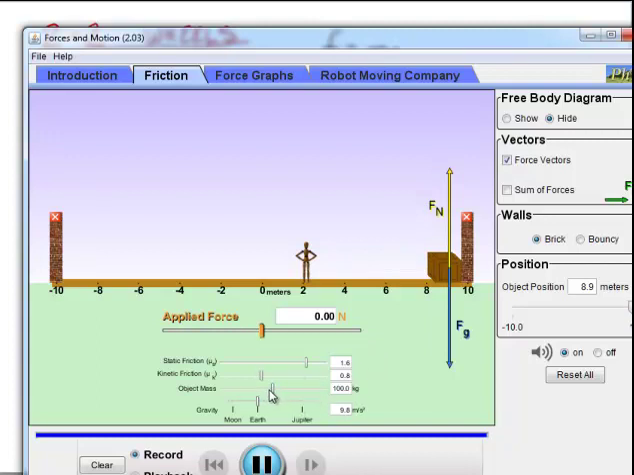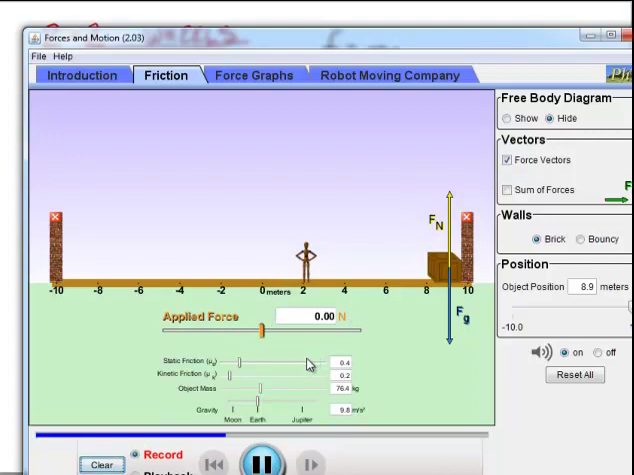Now, if I make this heavier, which in essence is what I'm doing by increasing the mass, remember, the mass times g is actually the weight of this object. So notice that when I increase or decrease the mass, the forces, of course, change. Now let's go back a little bit and reset it. Computer, stop, clear. Okay, it's resetting right now.